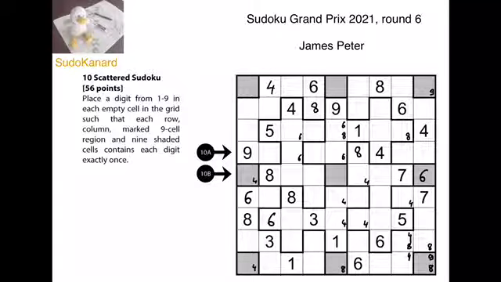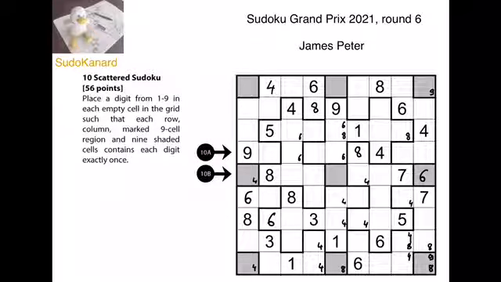Not really interesting. What about this region? Now 4 can't be here, can't be here. Because of this it can't be here. So only in one of those 2 positions. So the options are here. I don't think I can deduce any more.